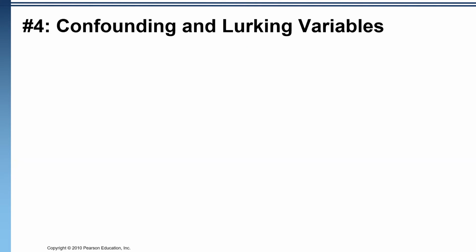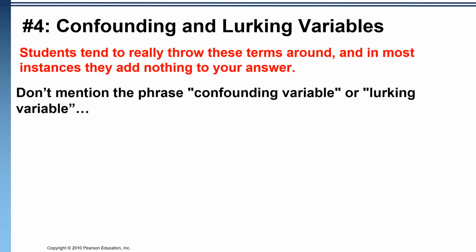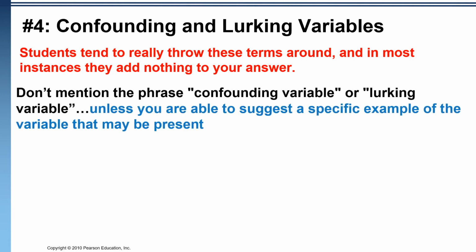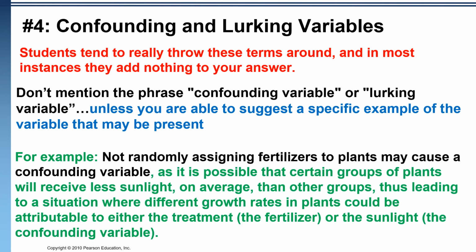Number 4, confounding and lurking variables. This is a big one. Students tend to really throw these terms around, and in most instances, they add nothing to your answer. Don't mention the phrase confounding variable or lurking variable unless you are able to suggest a specific example of the variable that may be present. For example, not randomly assigning fertilizers to plants may cause a confounding variable, as it's possible that certain groups of plants will receive less sunlight on average than other groups, thus leading to a situation where different growth rates in plants could be attributable to either the treatment, being the fertilizer, or the sunlight, which is the confounding variable.